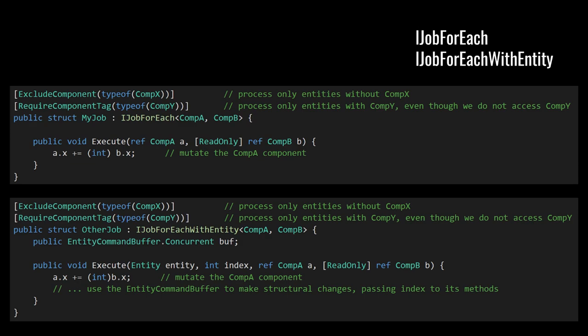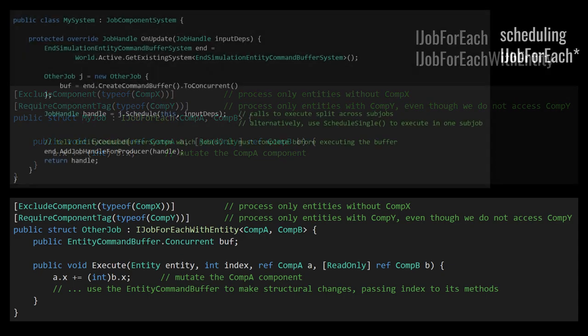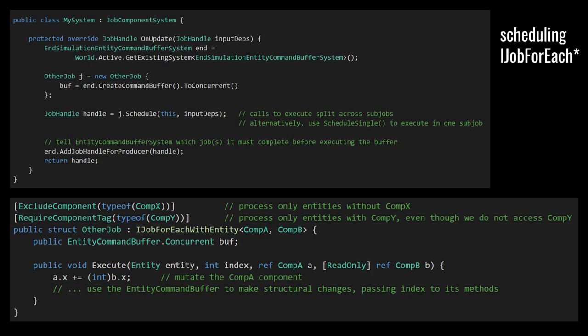If, though, we want to make structural changes as we iterate through the entities, we must use an entity command buffer like we've seen before, but because the buffer in this job may be used concurrently in separate subjobs, we must use the concurrent form of entity command buffer. Here we see how this job can be created and scheduled.